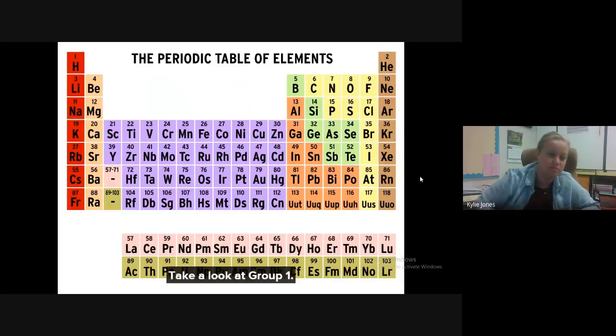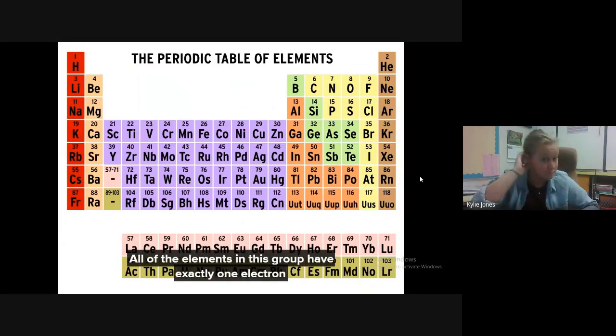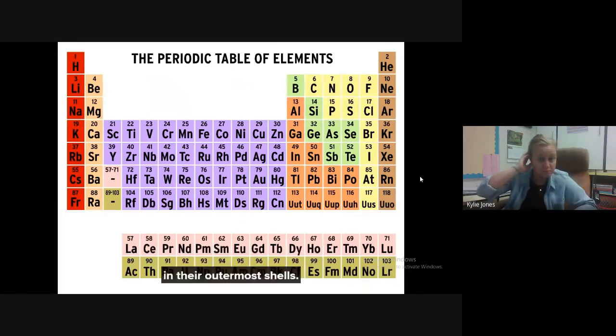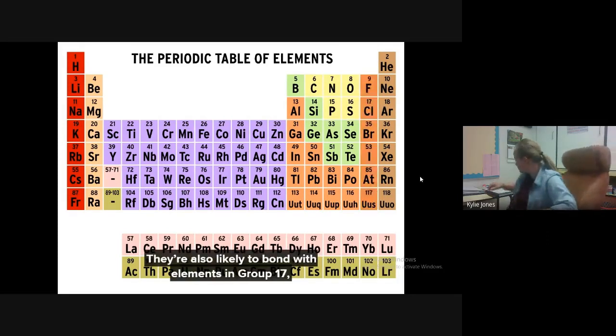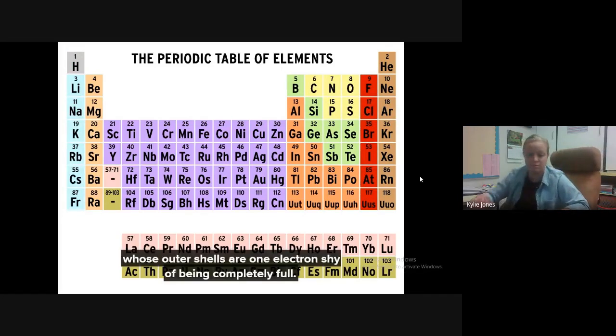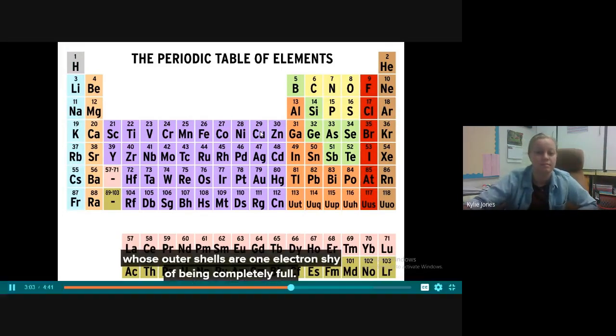Take a look at group 1. All the elements in this group have exactly 1 electron in their outermost shells. That means they're likely to form positive ions. They're also likely to bond with elements in group 17, whose outer shells are 1 electron shy of being completely full.